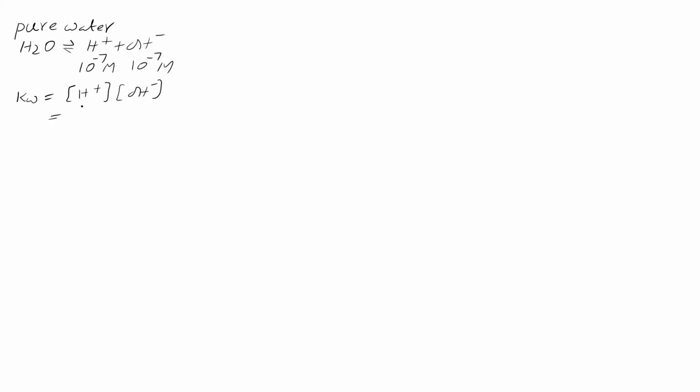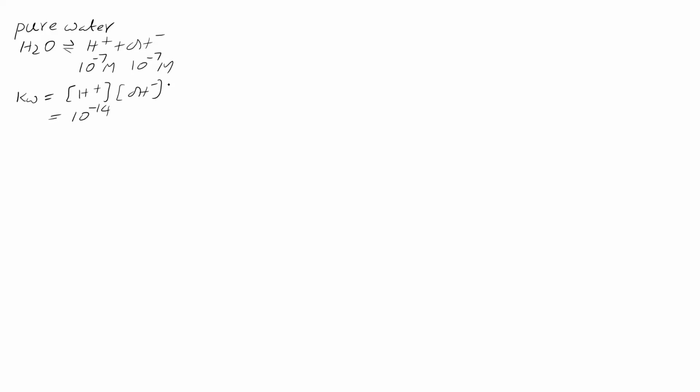First we will take pure water. In the pure water, what is the equilibrium? Water is in equilibrium with H plus and OH minus. Now concentration of H plus is 10 power minus 7 molar. Concentration of OH minus is also 10 power minus 7 molar. Kw is called the ionic product of water. It is an equilibrium constant, equal to H plus concentration into OH minus concentration. Substituting H plus and OH minus, you get Kw, that is 10 power minus 14.